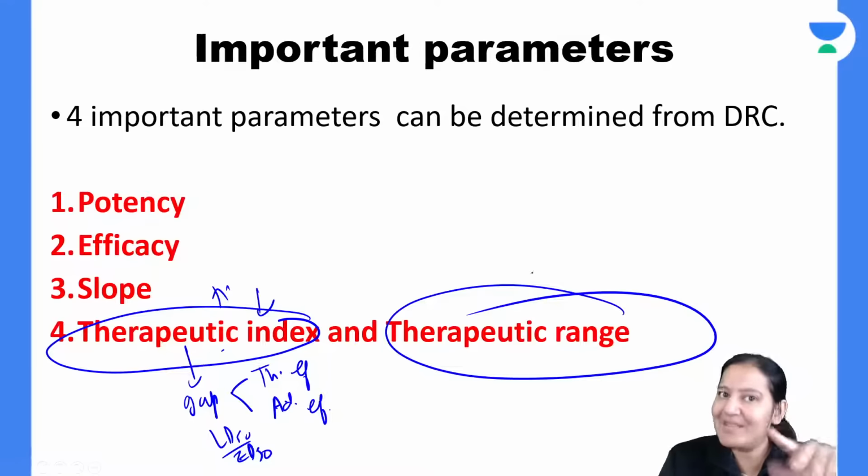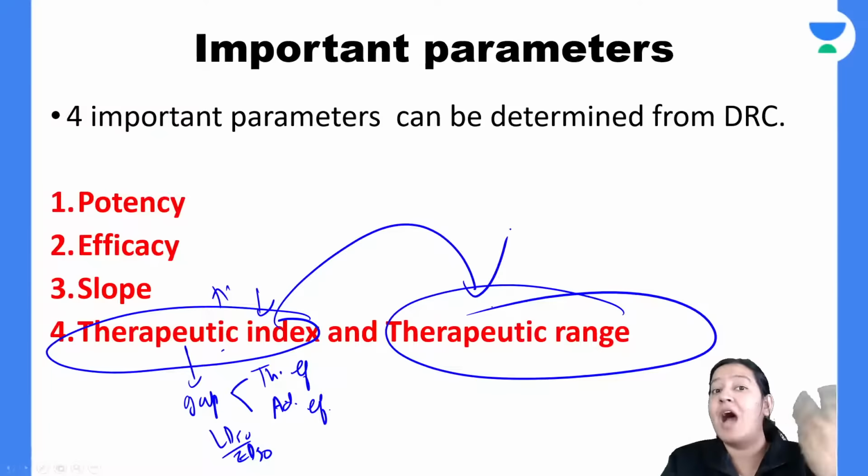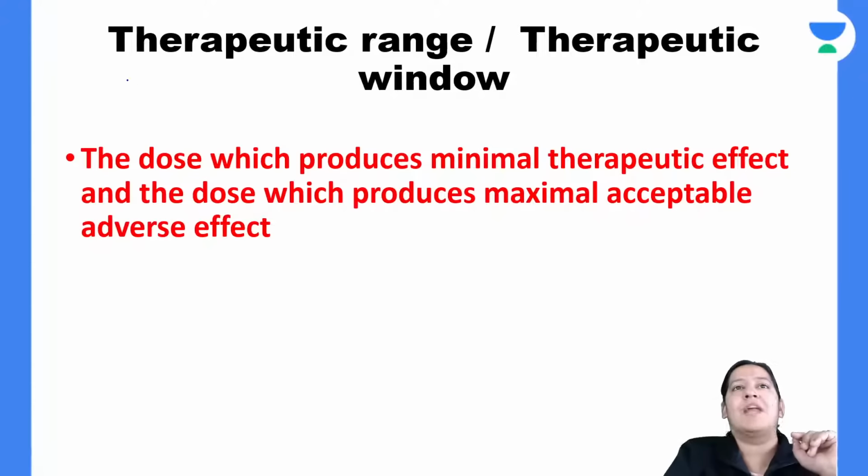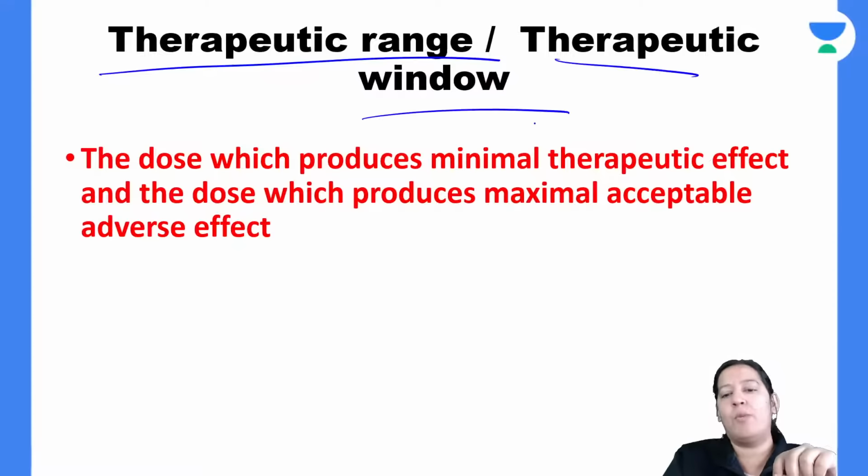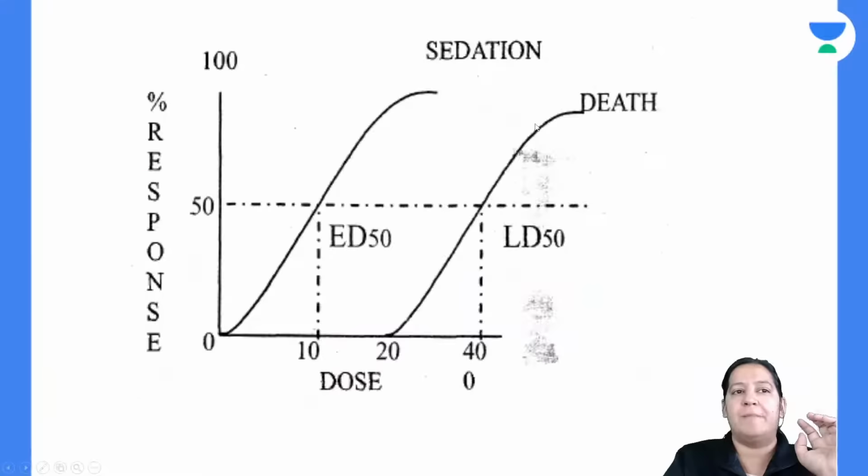So therapeutic range is somewhat different from therapeutic index. How? Let me come to therapeutic range. Learn the other name: it is therapeutic window. Learn one name for both of them.